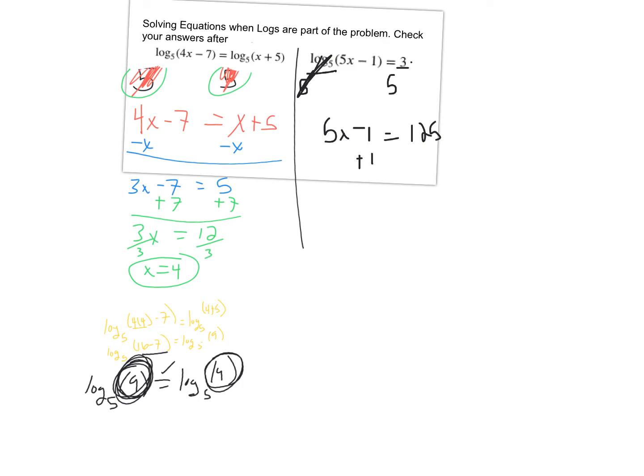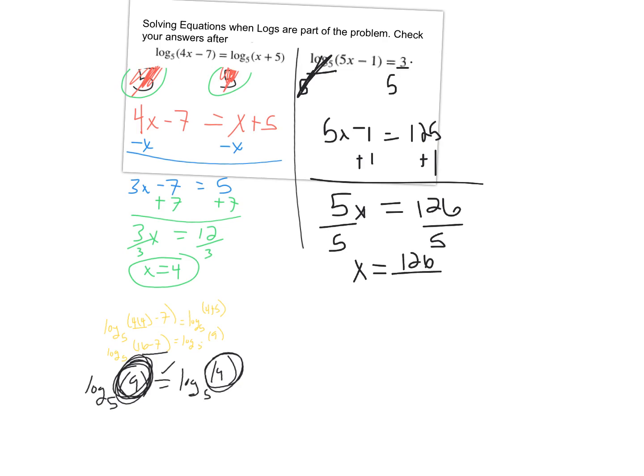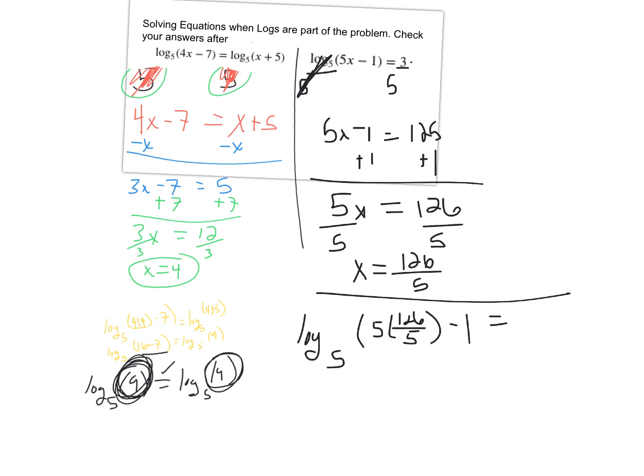Now we're going to add 1 to solve the equation. So 5x is equal to 126. And divide by 5. So I get 126 over 5. Okay. So x is equal to 126 over 5. So now at this point we've got to do our check. So log base 5 of parenthesis 5 times 126 over 5 minus 1 is supposed to equal 3.